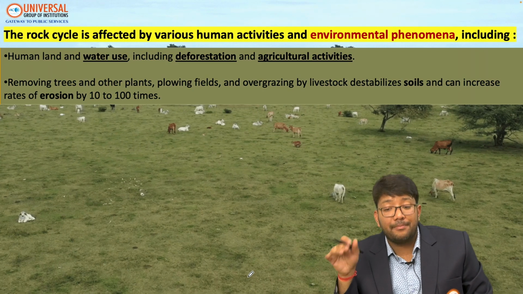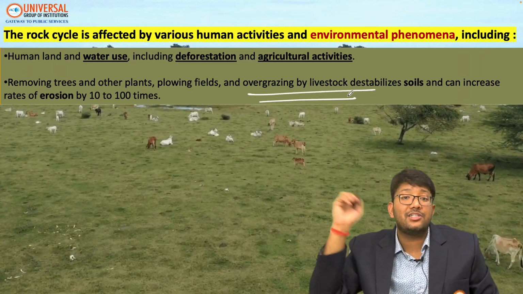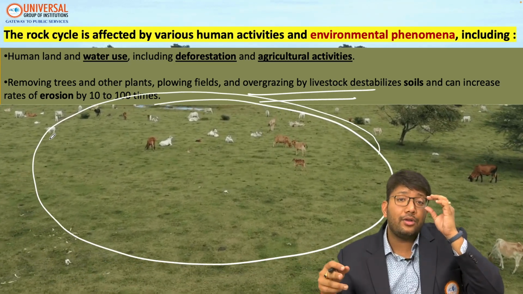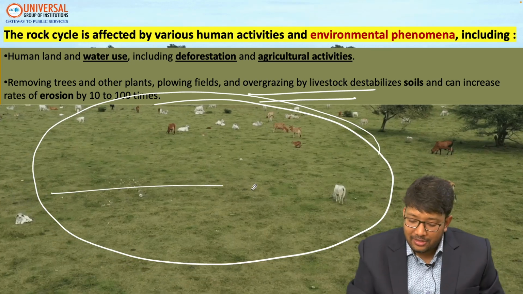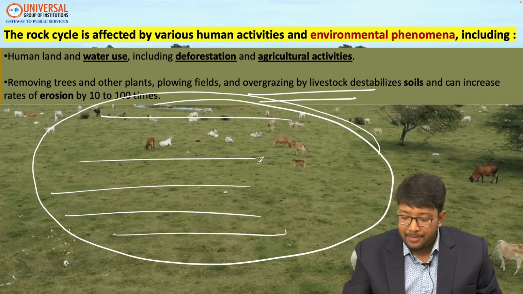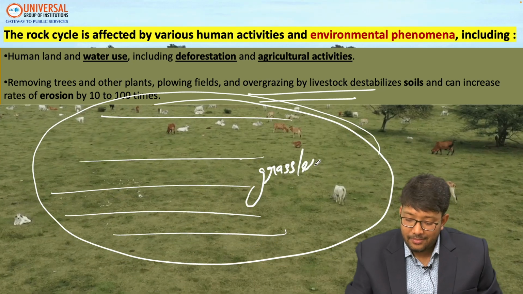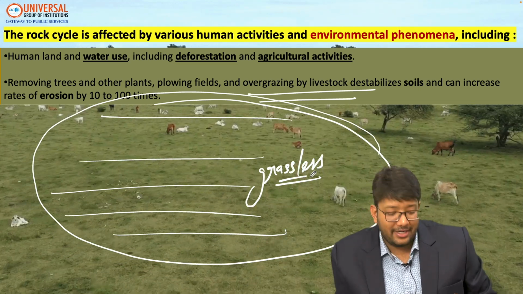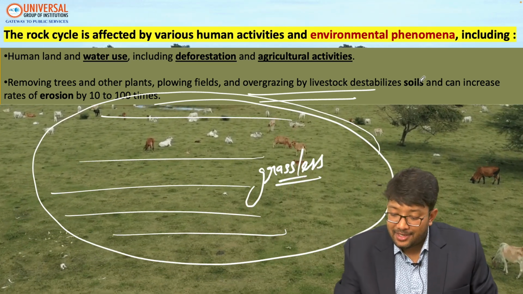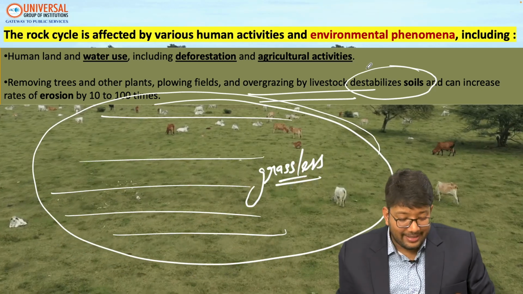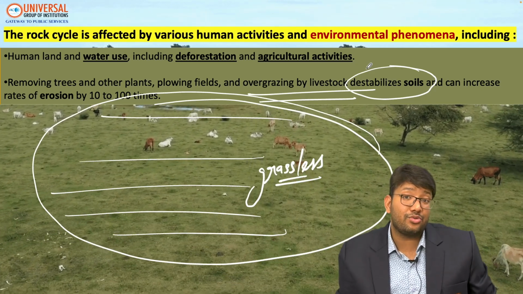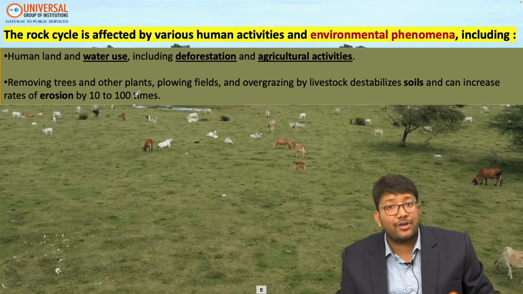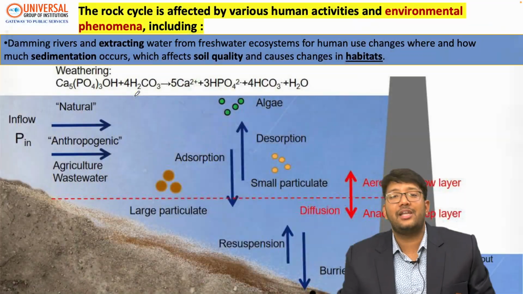Also overgrazing. By whom? By the livestock, which also destabilize soil, because these animals overgraze. Overgraze means they eat more grass than its capacity. So ultimately this area will become grassless, and if it becomes grassless, don't you think erosion will happen? Definitely it will, and erosion means destabilizing of the soil itself. It also increases rates of erosion by 10 to 100 times. So it's a big problem. All these are big problems. That's why we always say afforestation or reforestation is the key for sustainable development.